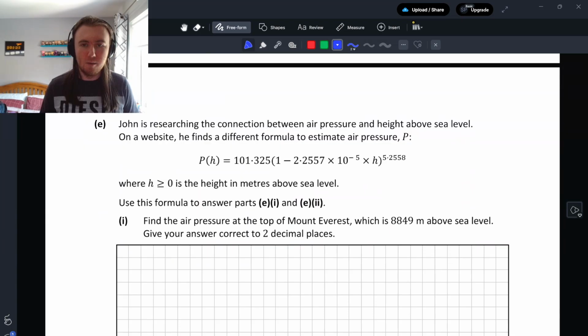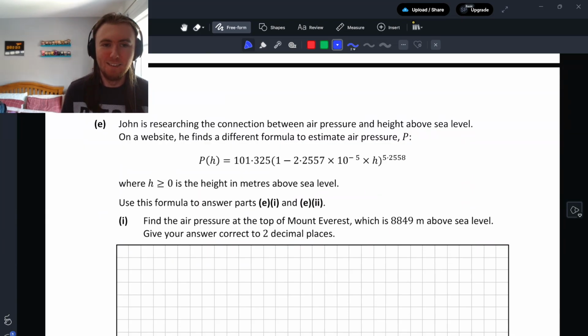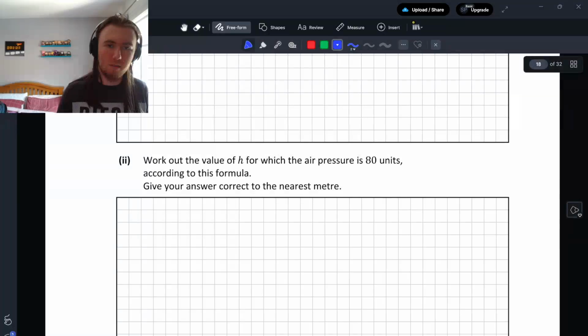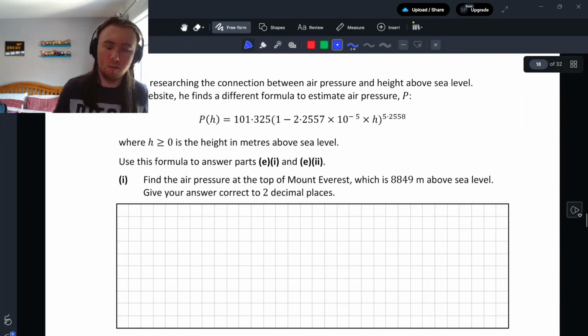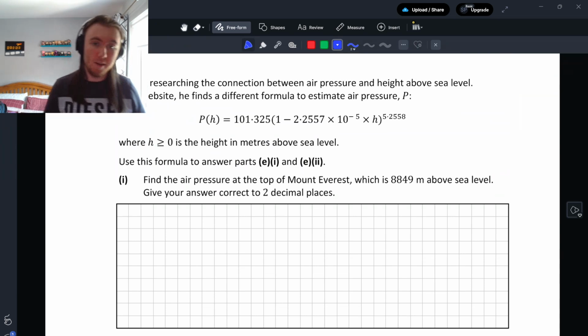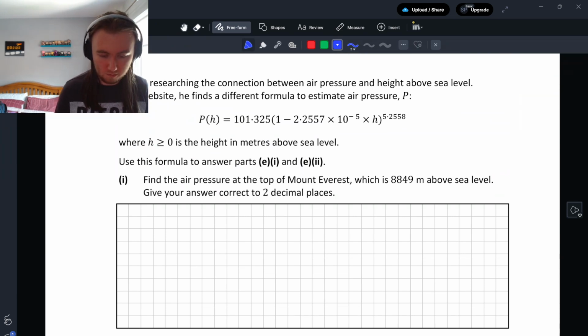Oh, God almighty, what is that? John is researching the connection between air pressure and height. On a website, he finds a different formula to estimate the air pressure P. I presume this is percentage error? Okay, it's just a different formula. Okay, so we'll just sub in for the formula then.